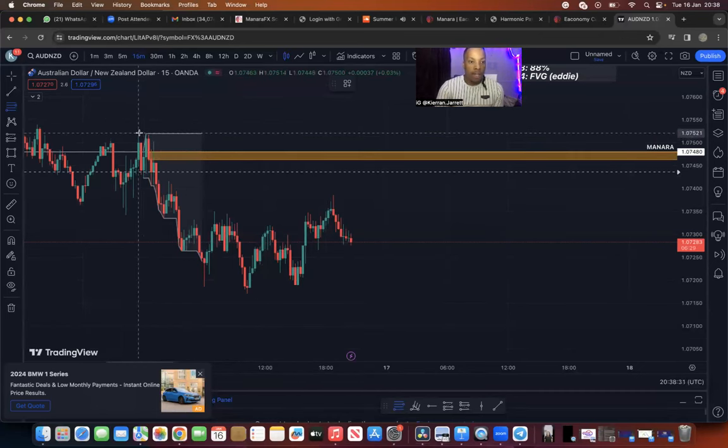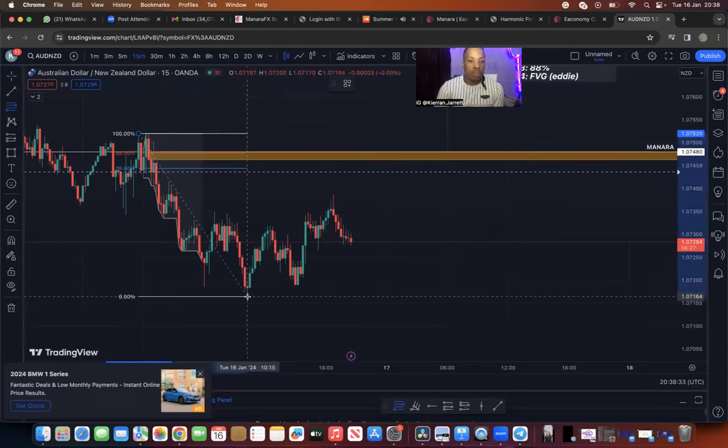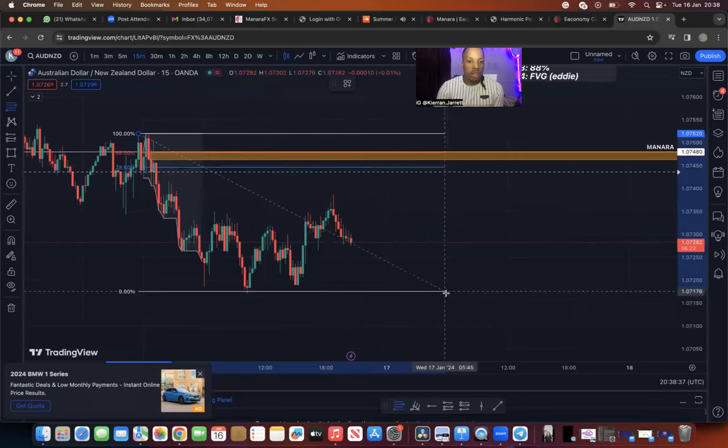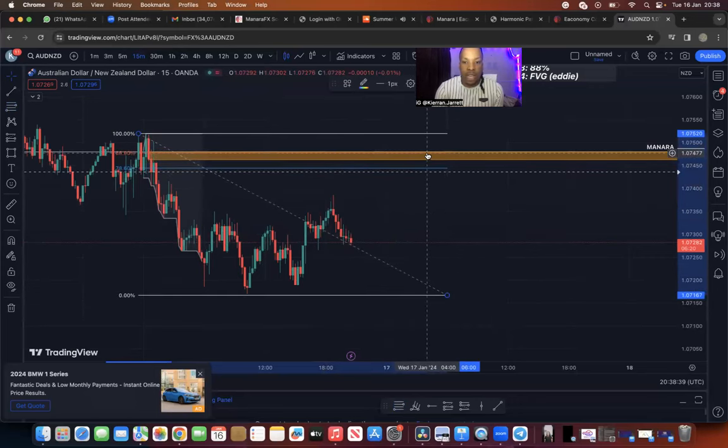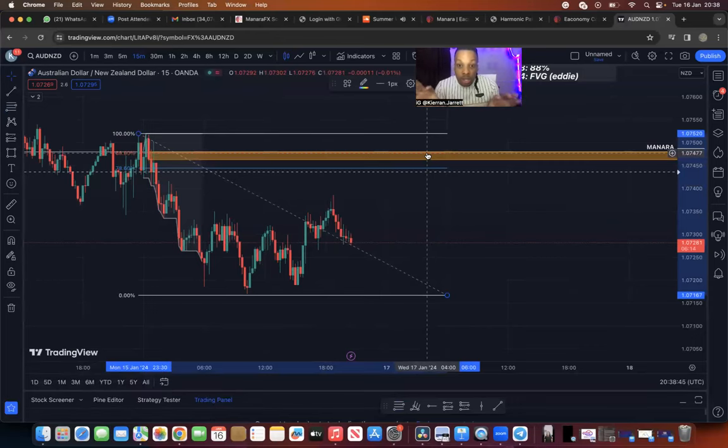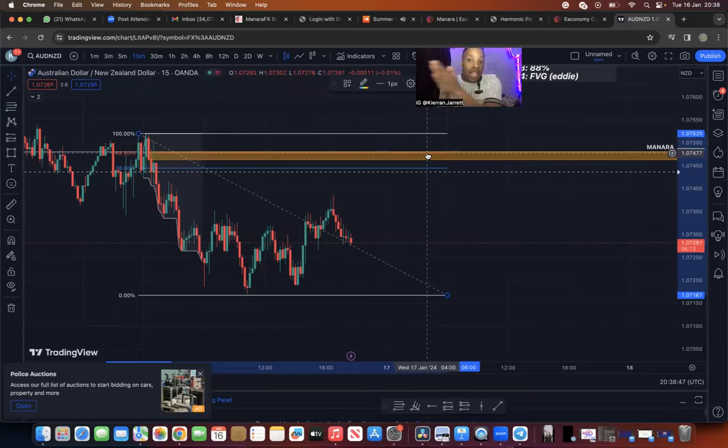So we want to go from the high to the low of the move, so the low of the wave, and we want to drag it across. Does everyone see how our 88% is right on top of our Manara entry? Does everyone see how our institutional candle area is right touching on the 88%?